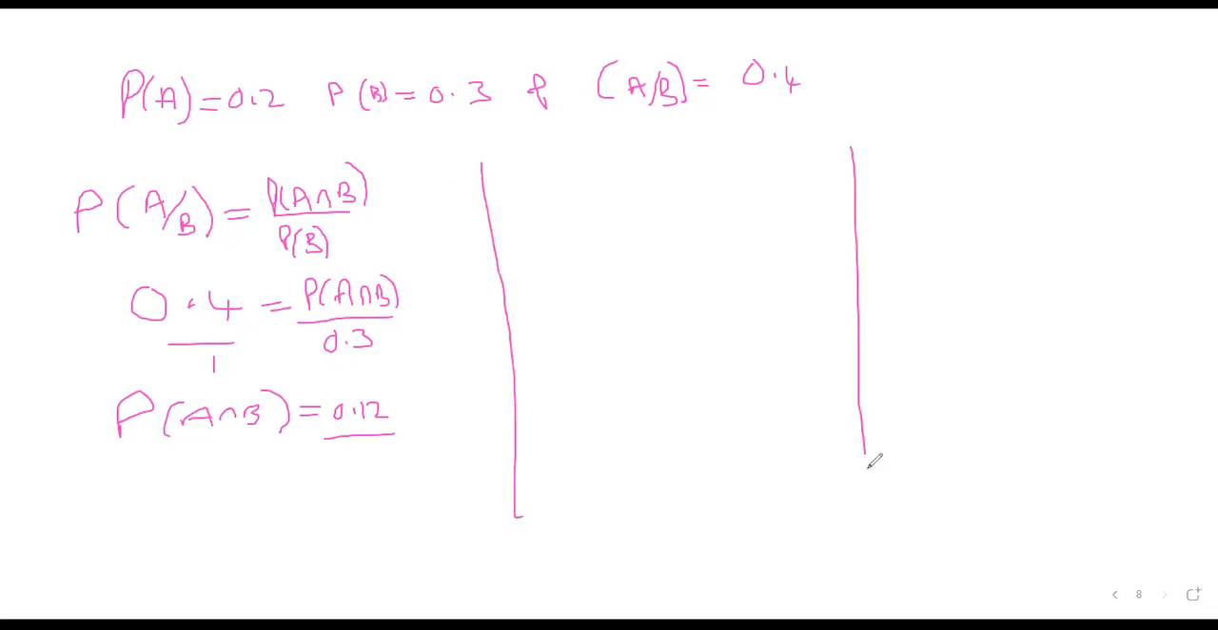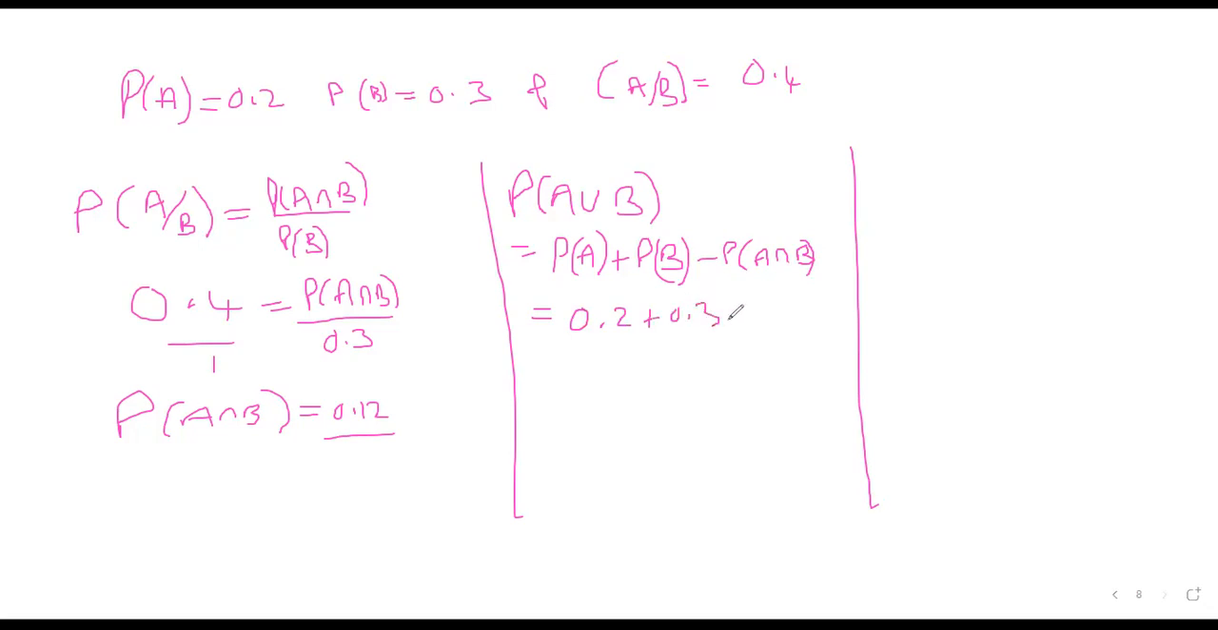Then you're asked to find the union set, A union B. Who remembers the formula? It is probability of A plus probability of B minus the intersection of A and B. What was our A? 0.2. Our B? 0.3. Our intersection? 0.12. What do we get as a final answer?